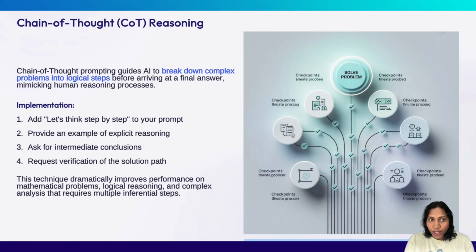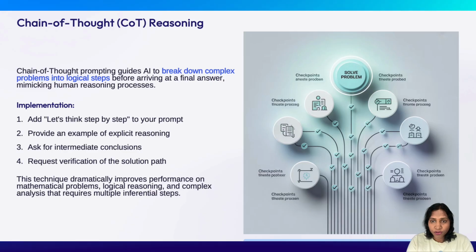Next, let's move on to chain of thought reasoning. Chain of thought prompting is a technique that guides AI models to break down complex problems into logical steps, mimicking the human reasoning process. This helps improve overall performance on tasks that require mathematical problem solving, logical reasoning, and complex analysis that involves multiple inferential steps.